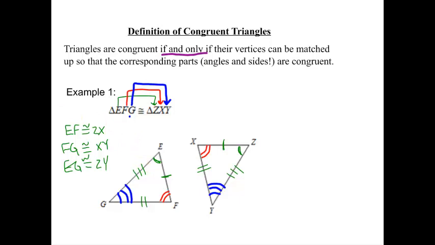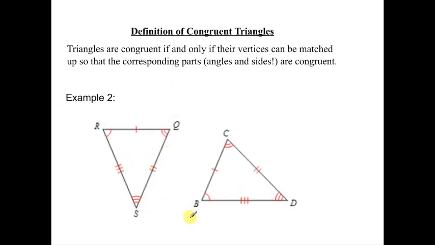Now, this is a biconditional, so we can go backwards. What if we had this picture? This picture that marks all of these angles and sides the same, can we decide if these are congruent triangles? By our definition, we definitely can. So let's name these triangles that are congruent.